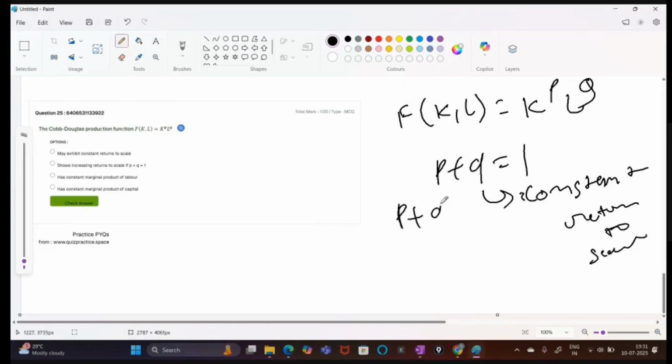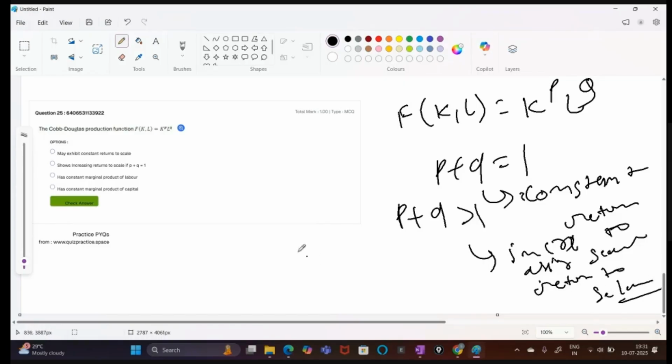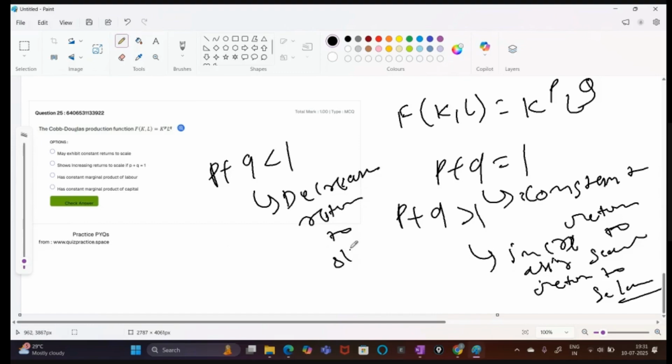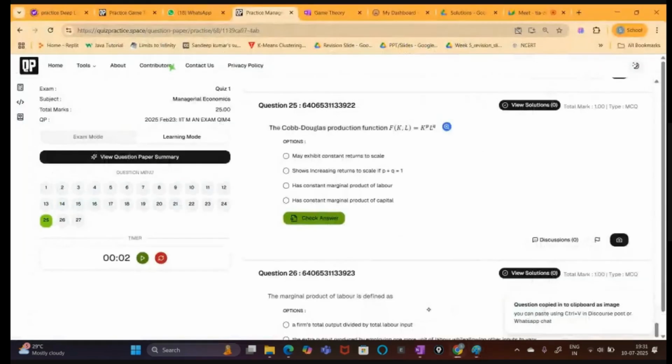If P plus Q is greater than 1, then it is increasing returns to scale. And if P plus Q is less than 1, then it is decreasing returns to scale, right? So in this question, it is asking which option is correct. It may exhibit constant returns to scale. What is it asking? It may exhibit constant returns to scale.